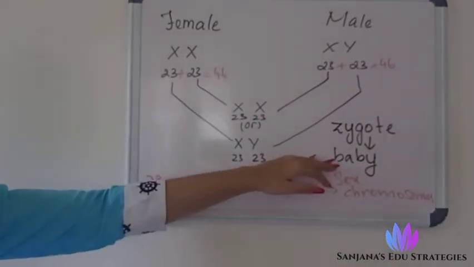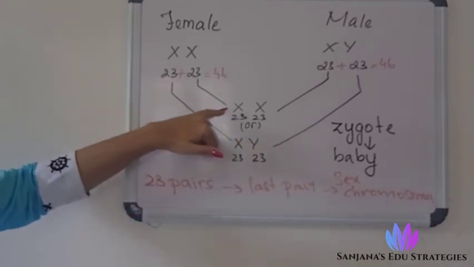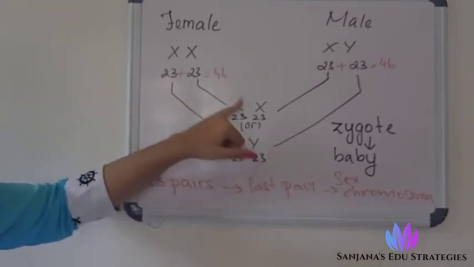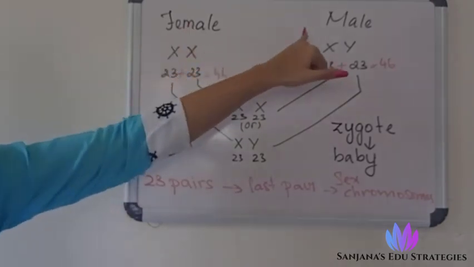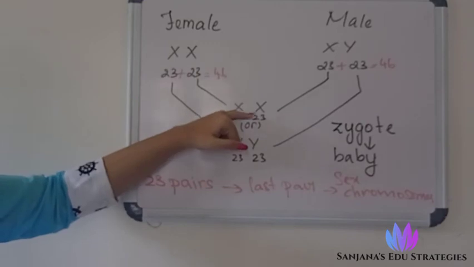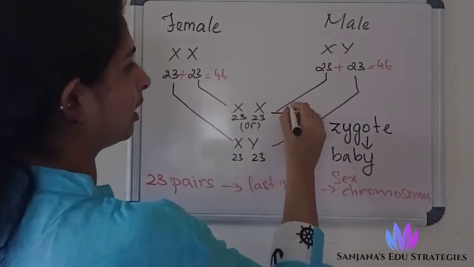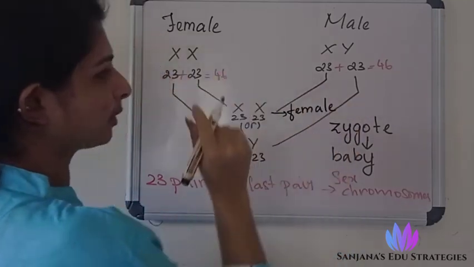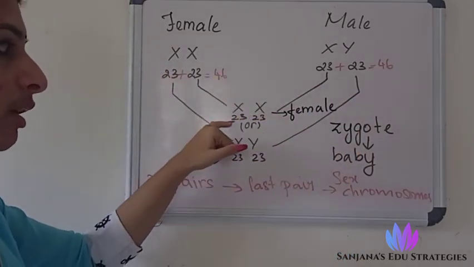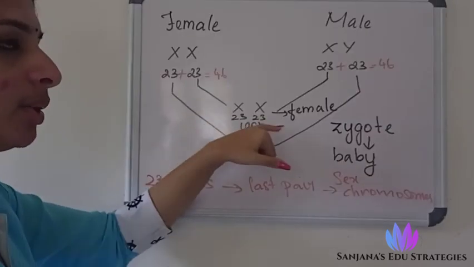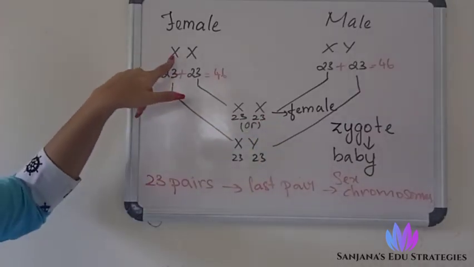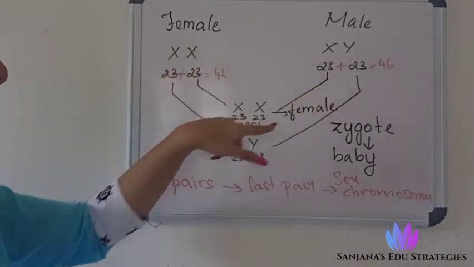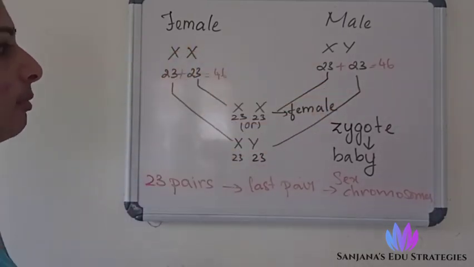So that child will have either an XX pair or an XY pair. The female's X and the male's X will join and form XX. If it forms XX, then that child will be female, and it will also have totally 46 chromosomes. Then if the female's X and the male's Y combine, then the baby formed will be male, and that baby will have 23 chromosomes and 23 chromosomes. Again it will retain the number 46.